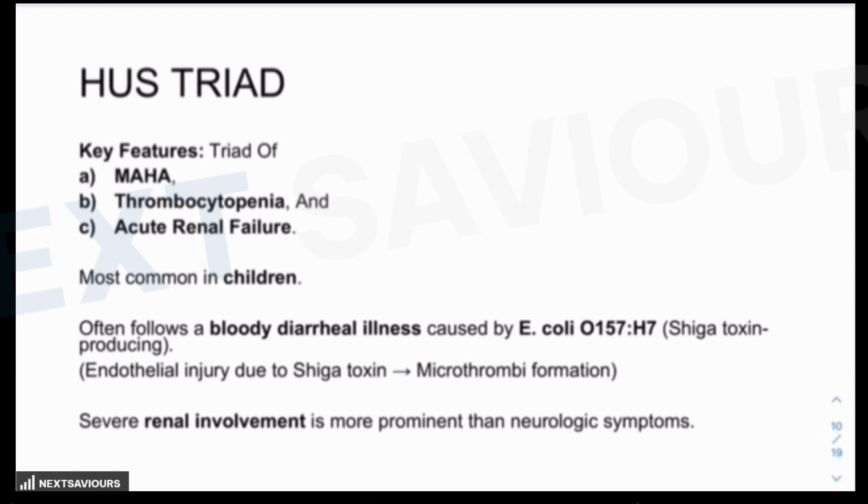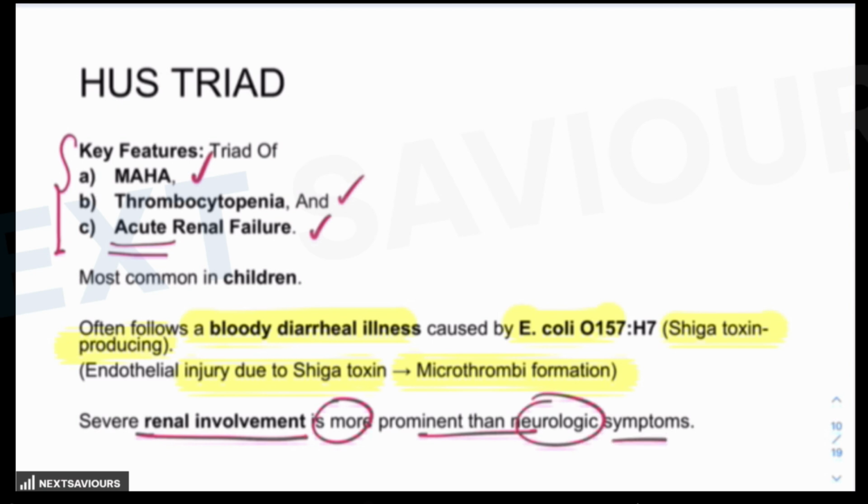Now, as far as this HUS is concerned, if a child is suffering from a bloody diarrhea because of Shiga toxin producing E. coli, there will be an endothelial injury due to this Shiga toxin that results in the microthrombi formation. And this formation of the microthrombi results in the classical triad of hemolytic uremic syndrome, which is identified as the features of the microangiopathic hemolytic anemia, thrombocytopenic features, and acute renal failure, which is more severe in comparison to what we have witnessed in TTP. So there is a severe renal involvement which is more prominent than the neurological symptom, and this is how exactly we are going to differentiate it from TTP.